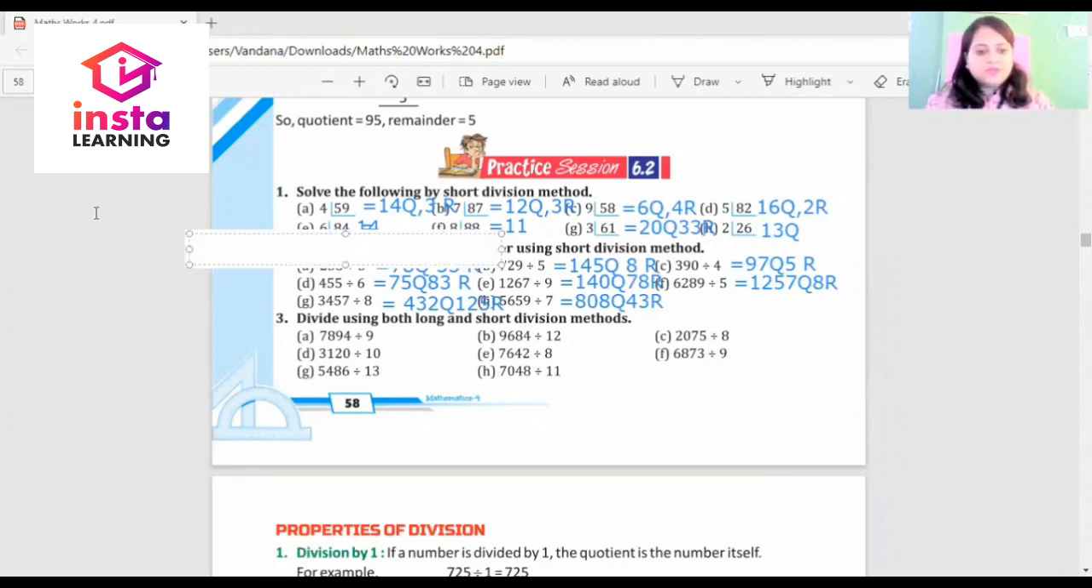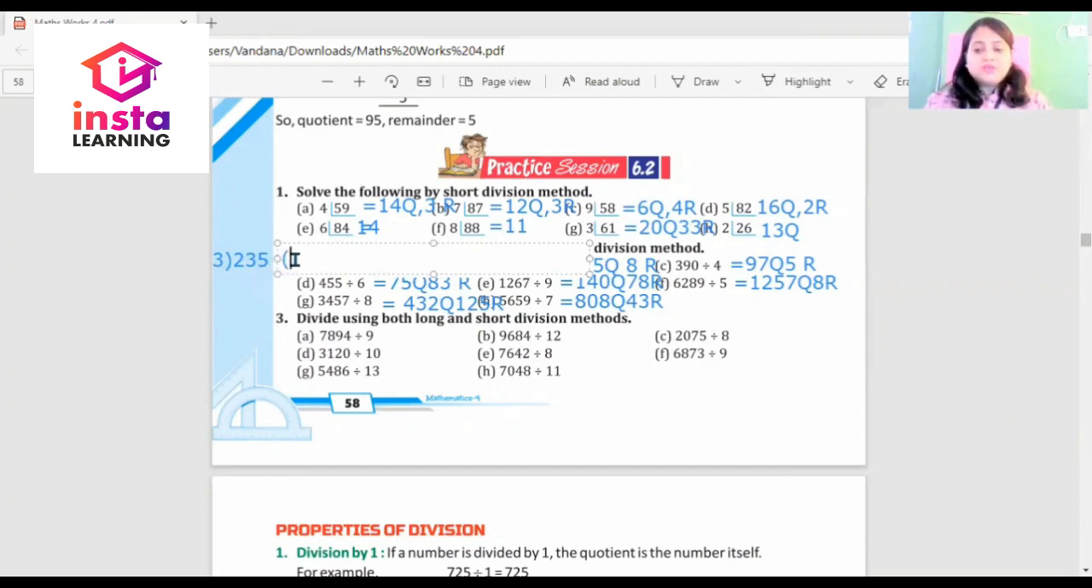You have to write the number. What is the number? 3 is your divisor. So write here 3, and now put the sign of divide and 235. So here you have to put the sign of divide and read the table of 3.